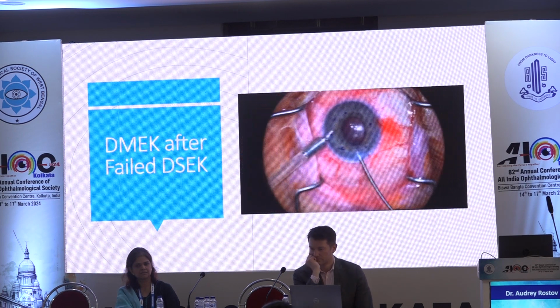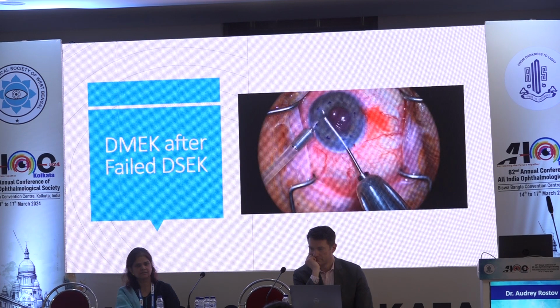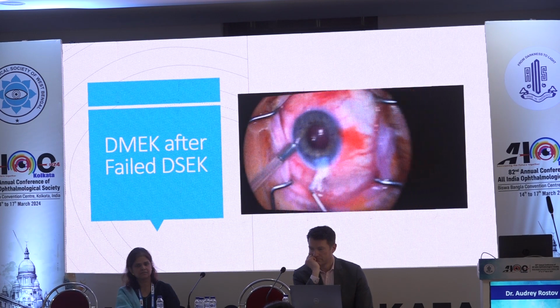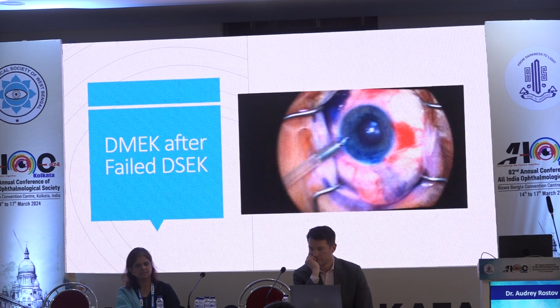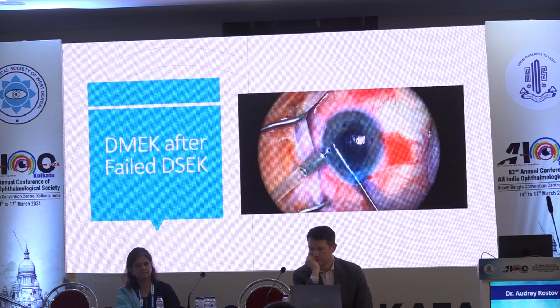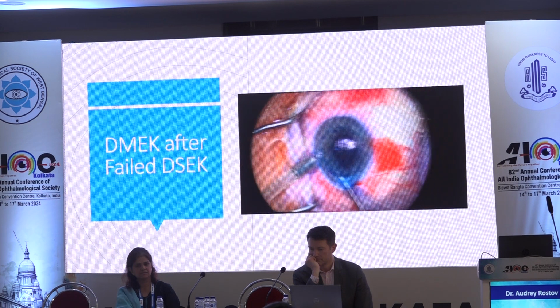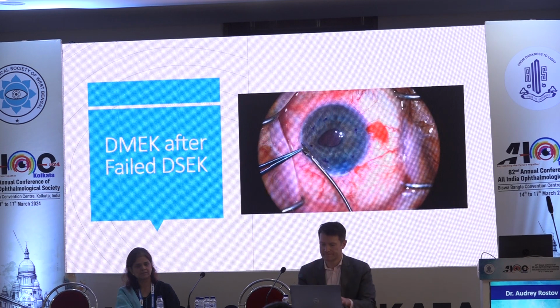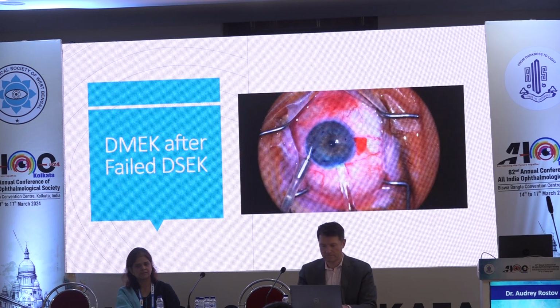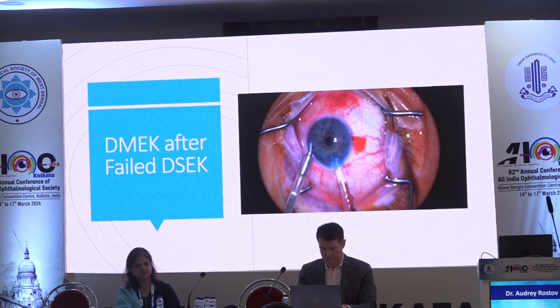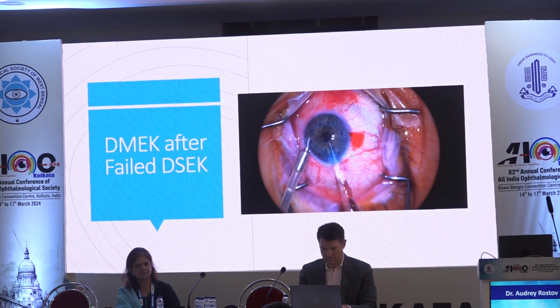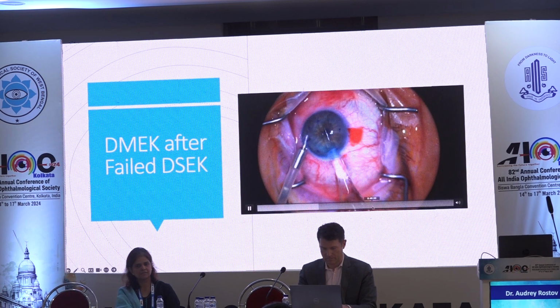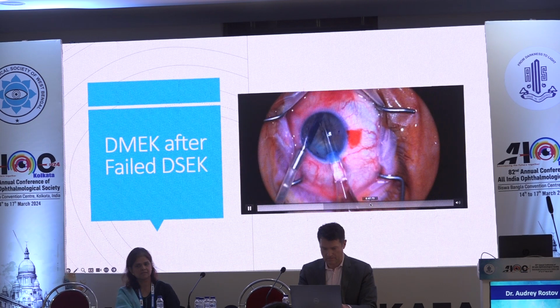You'll see I'll go in there, and with this little MST forceps, I can just simply strip that DSEK right out. I do stain with blue in these cases because, as you could see here, there was a tag of Descemet's membrane that would be really good to remove if I'm doing a DMEK following a DSEK. And then here I'm using just the Gutter cannula. We're going to insert that.